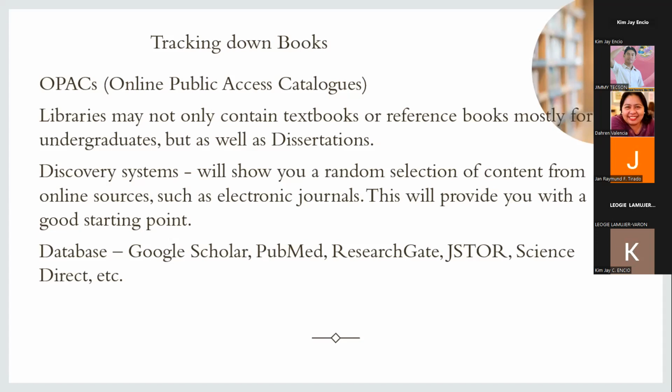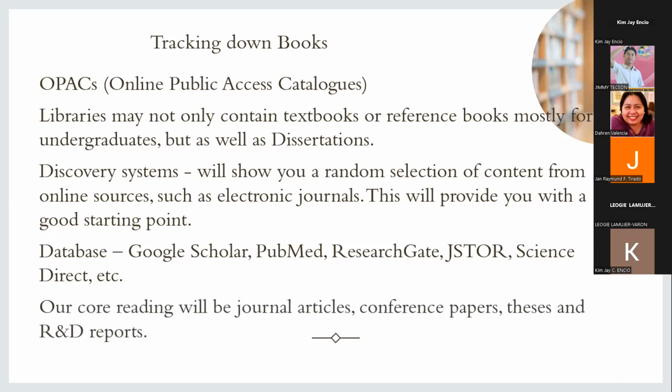But if we would like to be more direct and specific, because specific journals have their specializations, you can look for the journals themselves. For example, under mathematics or science journals, we can search their database. It would be very helpful to trim down our search results. Now, our core reading will be journal articles, conference papers, theses, and research and dissertation reports. And that is very true. That is why they are the primary resources. It's going to be all about reading articles.